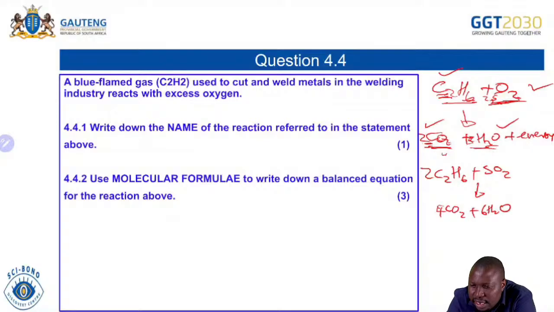Let me check how many do we have now. We have 4 carbons. The hydrogens, we have 12. They are balanced, the carbon, the oxygens.